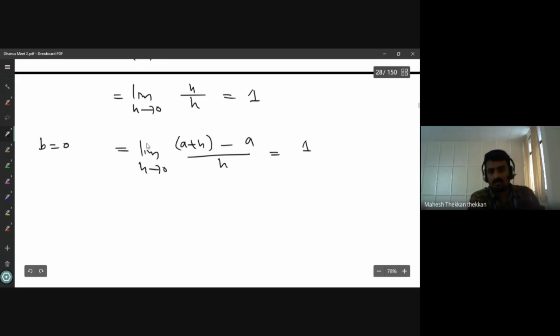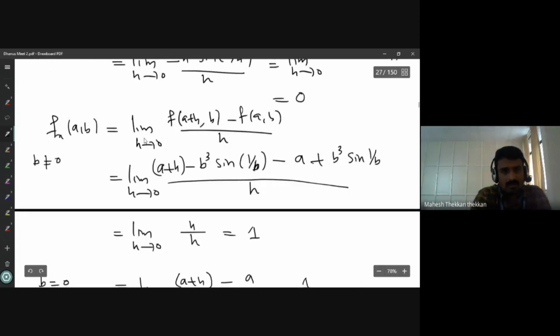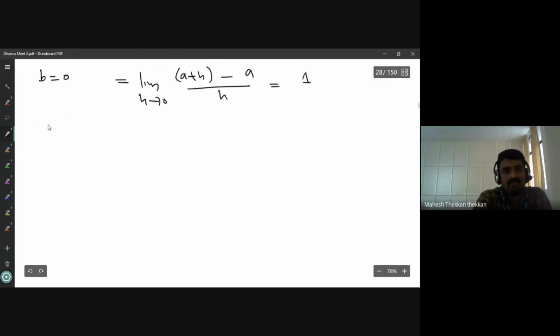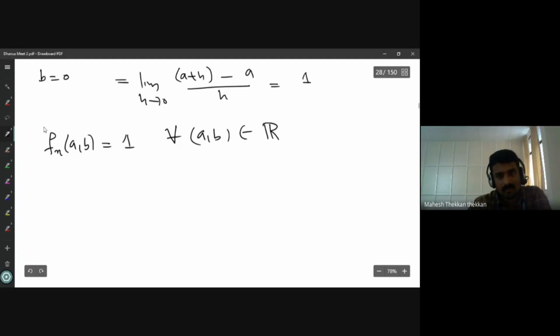Do you understand this? For b equal to 0, so I am looking at fx at (a, b), the b equal to 0 case I got 1. The b not equal to 0 case also I got 1. So it means fx at (a, b) is 1 for every (a, b), right? fx at (a, b) is 1 for all (a, b) in the domain R2. So whatever (a, b) you take, you got fx as 1. So that means fx is a continuous function, identically equal to 1.